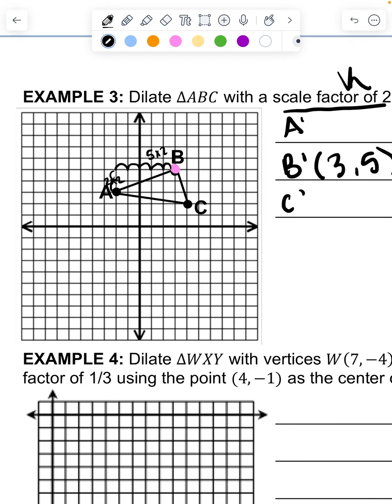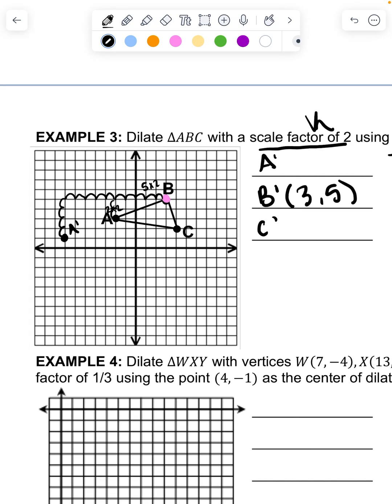All right, so we're going to go left 5 more to get to 10. And then we're going to go down 1, 2, 3, 4. So notice you're just doubling it. So there's A prime. Okay, if the scale factor would have been 3, we would have tripled it. If it would have been 4, we would have quadrupled it. You get the point.